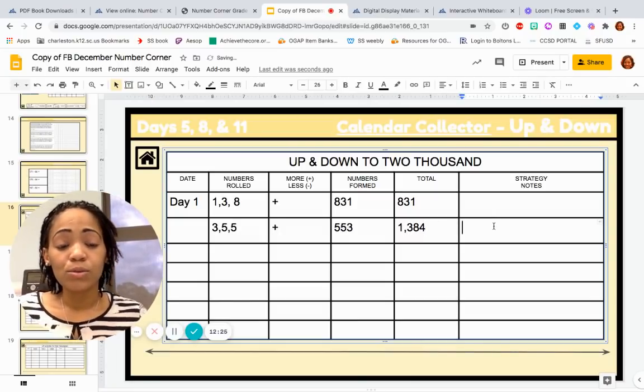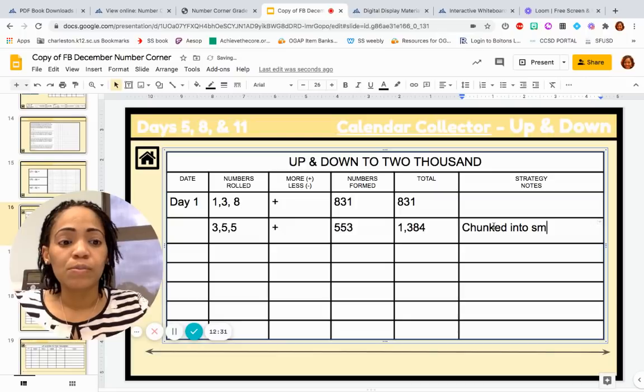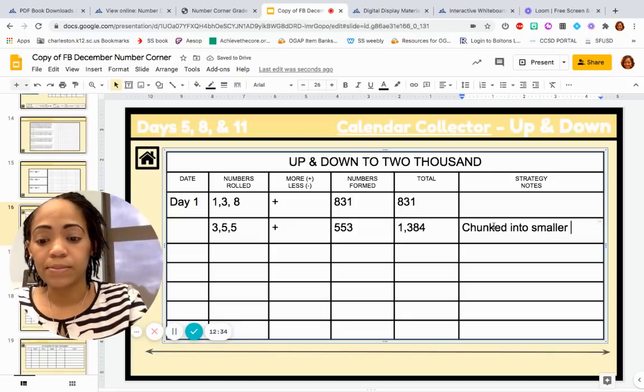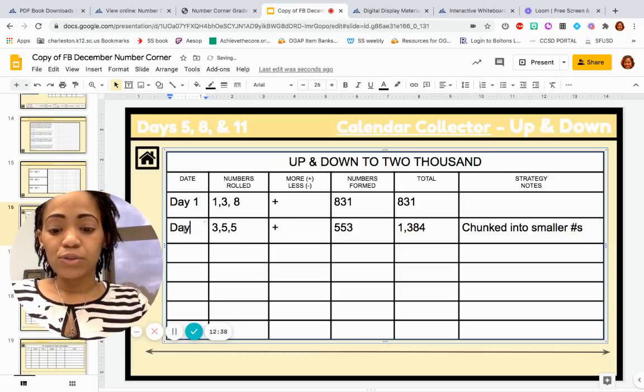That you remember we chunked numbers into smaller numbers. We chunked into smaller numbers, and I'm just going to abbreviate. Does that make sense? Perfect. So that was day 2.